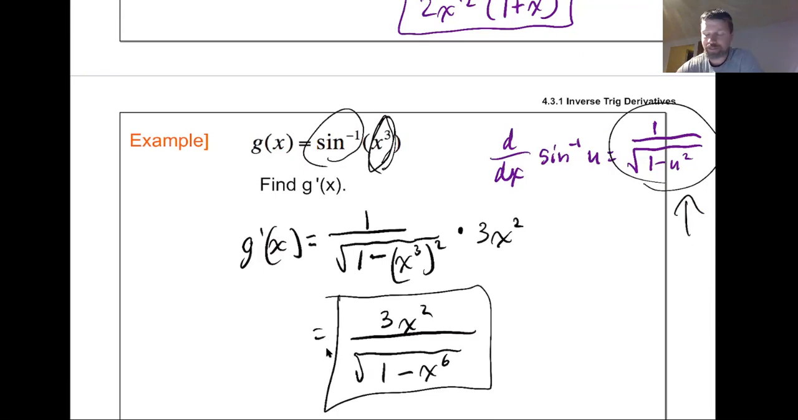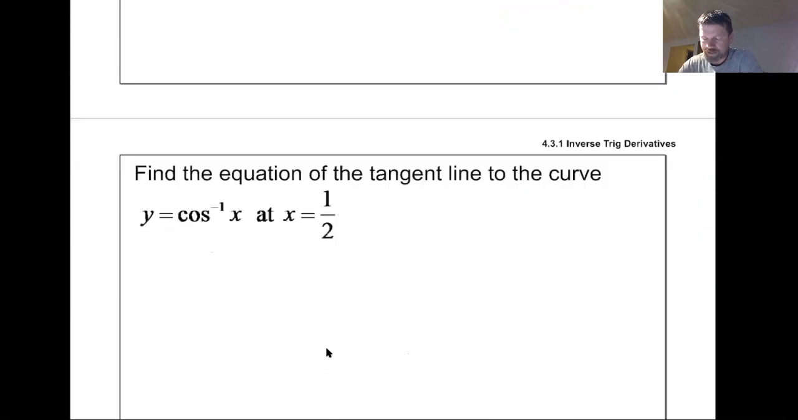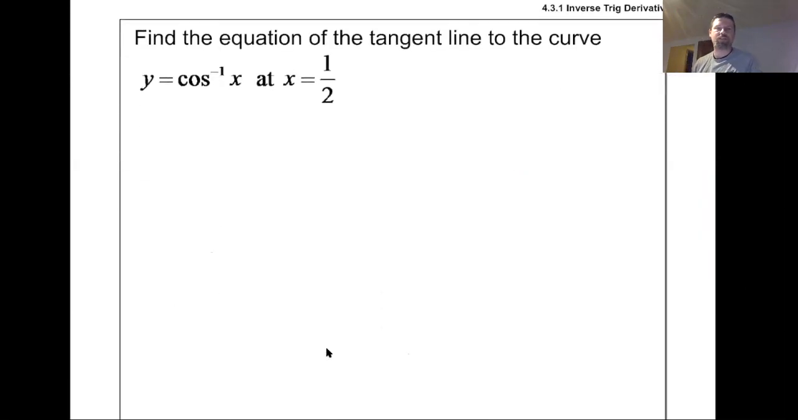That's the type of stuff you're going to be working on today. There's one type of problem I should probably talk about that talks about the equation of tangent lines, also a good one as a reminder. So this will be our last example, and then you can get started in the homework. This one says, find the equation of the tangent line to the curve y equals arc cosine of x at x equals 1/2. Anytime I want the equation of a tangent line, it requires two things. It requires a point and a slope. So stuff we've been doing forever. We need a point and we need a slope.